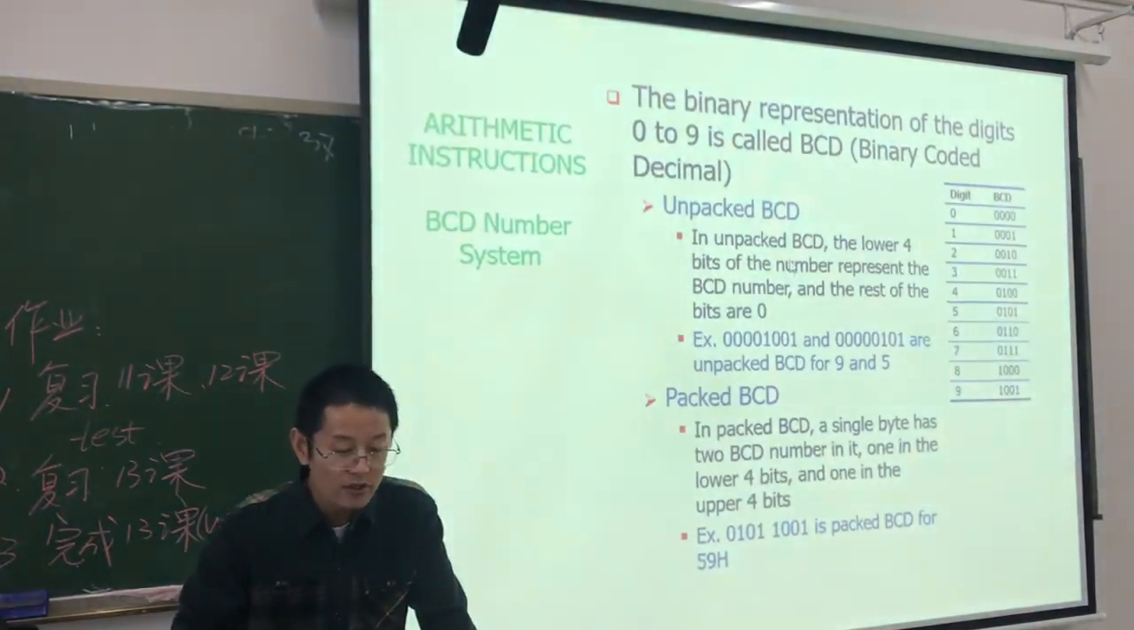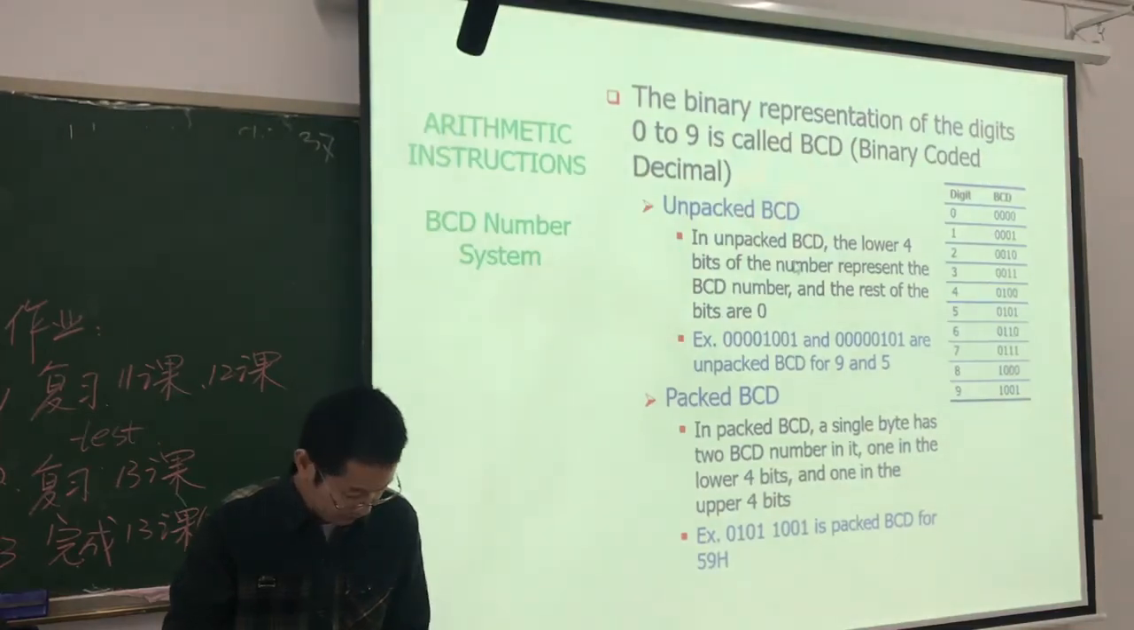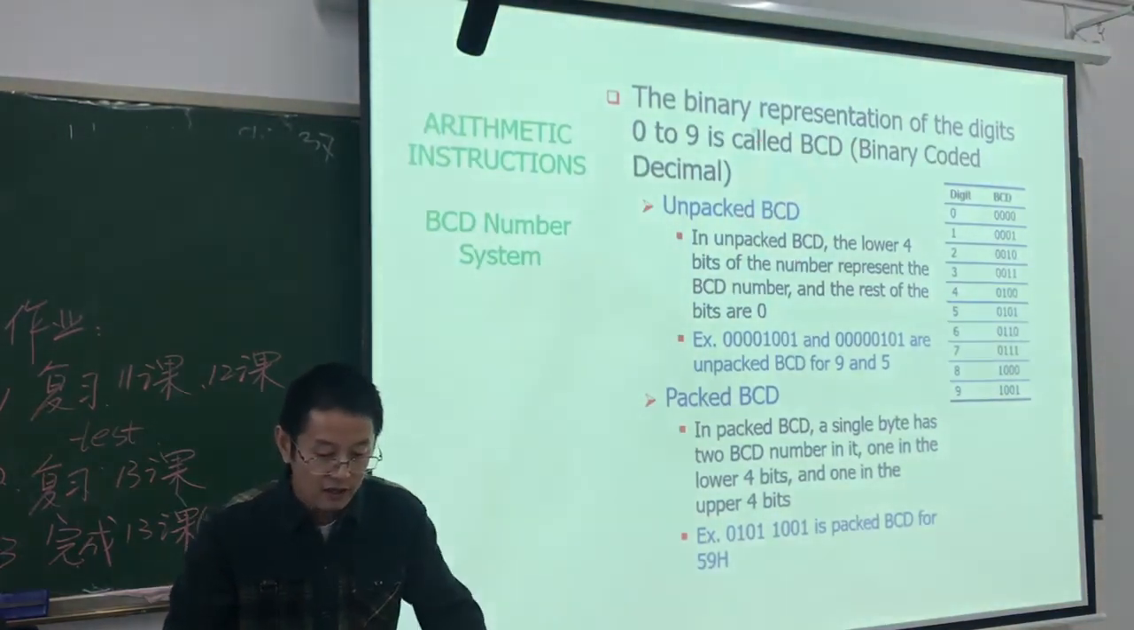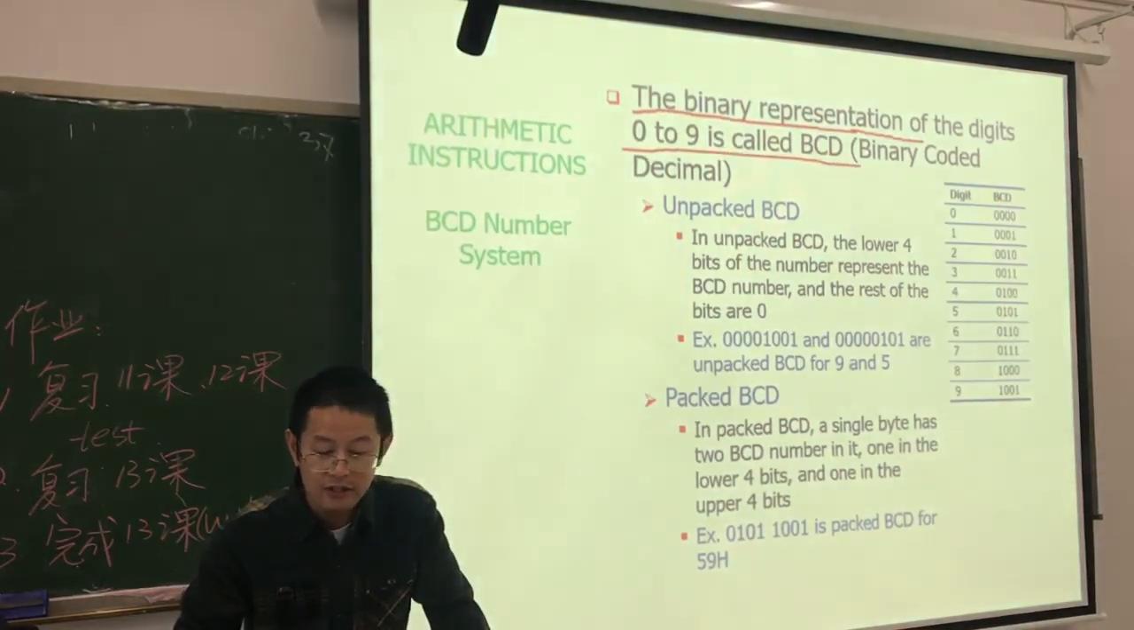Sometimes we use BCD as your number. BCD, the binary representation of the digits 0 to 9, is called BCD. Use 4 binary bits to represent your digit.